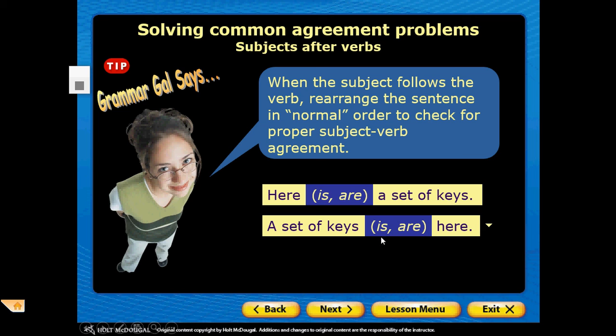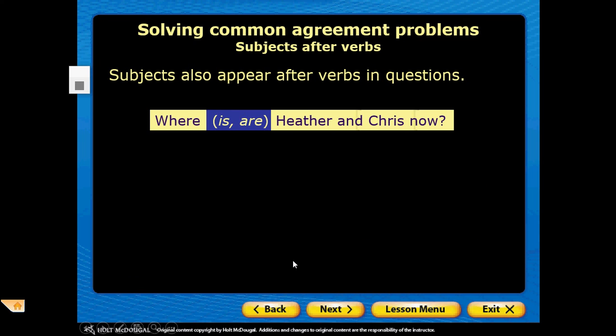The verb is. The singular verb, yes, is. That's absolutely right. Very good.